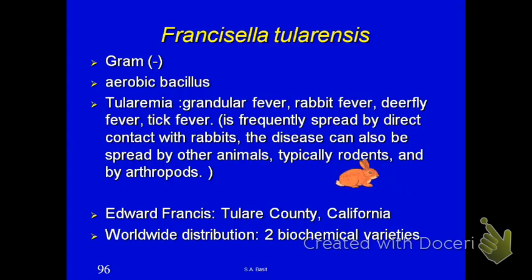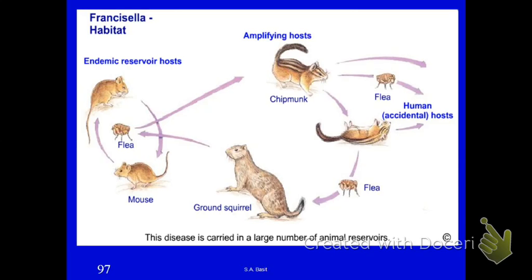Why call it Francisella? Because this was discovered by Edward Francis in Tulare County, a county in California. There are 2 biochemical varieties which I did mention, type A and type B, sometimes known as Jellison A or Jellison B. As shown here are the different reservoirs of Francisella. Aside from rabbits, mice, fleas, chipmunks, and squirrels could be reservoirs, though humans are merely considered accidental hosts.